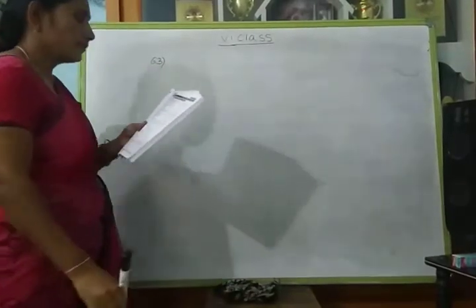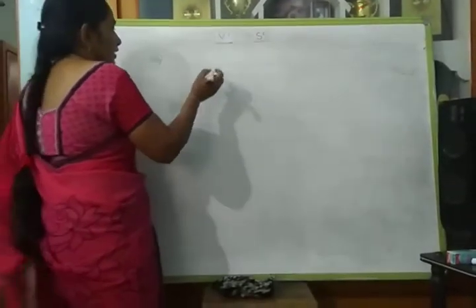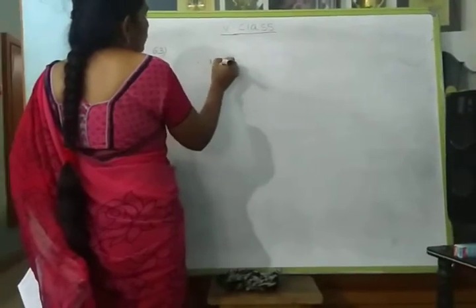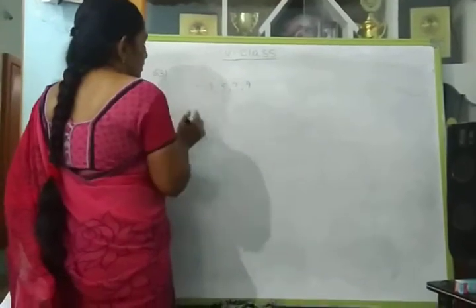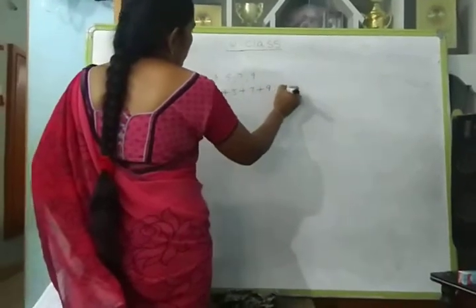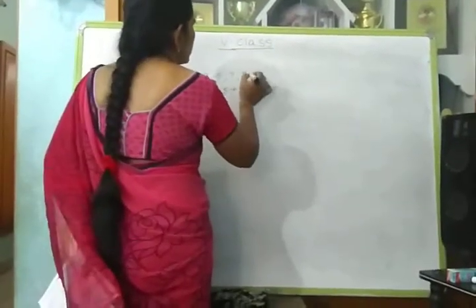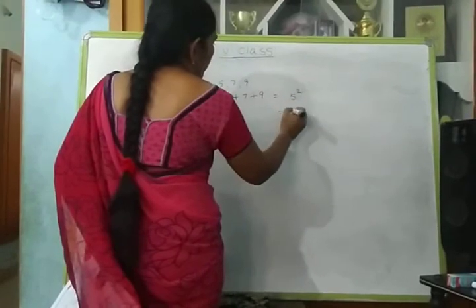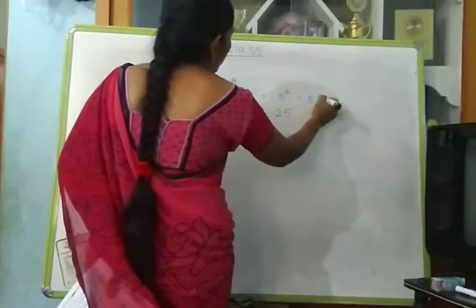Question number 63. The sum of the first 5 odd natural numbers. See here, the first 5 odd natural numbers: 1, 3, 5, 7, 9. That is 1, 2, 3, 4, 5. They are asking for their sum: 1 plus 3 plus 5 plus 7 plus 9. We have one formula, n square, where n is how many odd numbers we take. Here it is 5, so 5 square. How much will you get? 25. 5 square is nothing but 5 into 5.